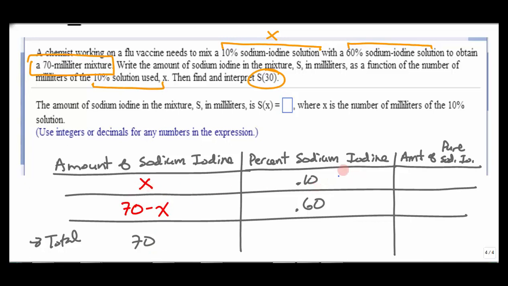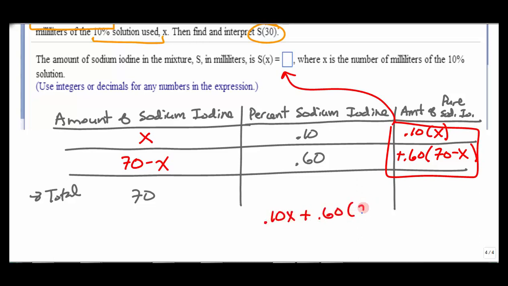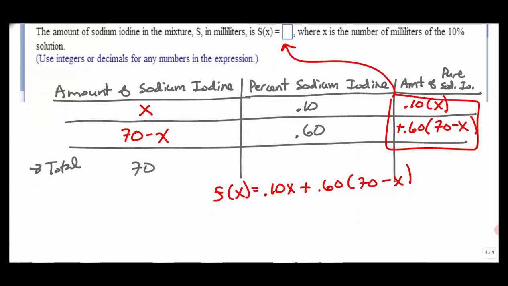Now the amount of pure sodium iodine would be 10% of the total amount of solution. Over here this would be 60% of the total amount of solution. Now it says the amount of sodium iodine in the mixture would be these two added together. So if I add these, that's what will go in this space here. So I have 10% X plus 60% of 70 minus X, and that's equal to the amount, capital S of X, that they're looking for up here. Now part 2 says interpret S of 30.